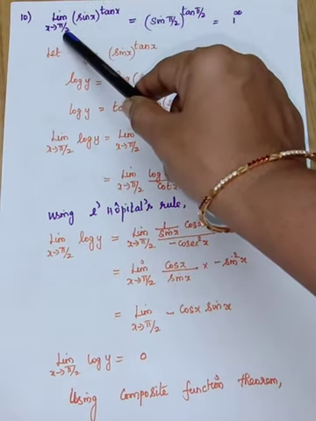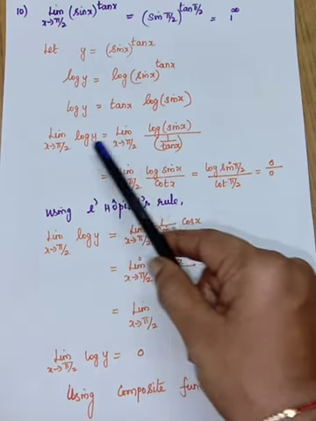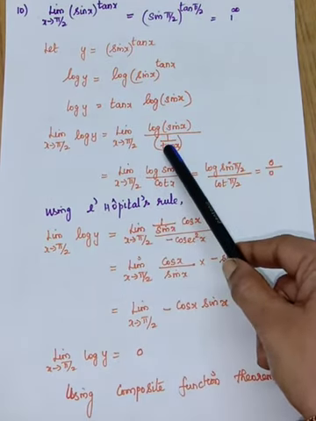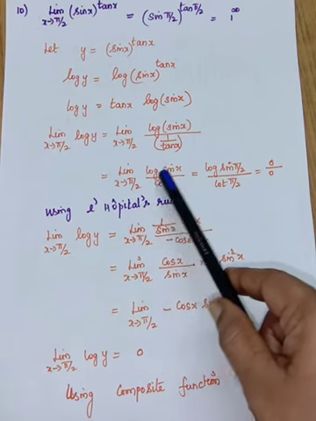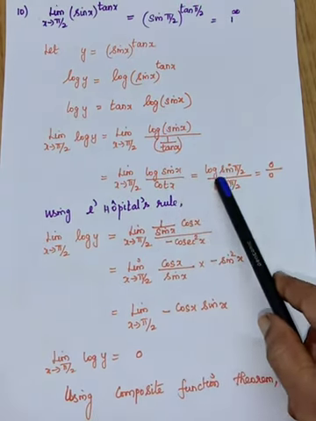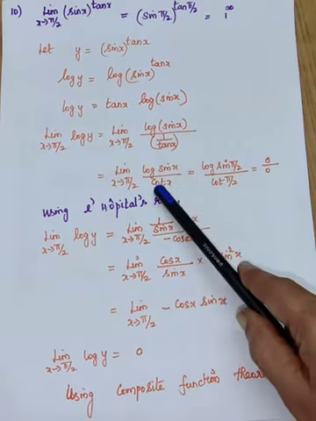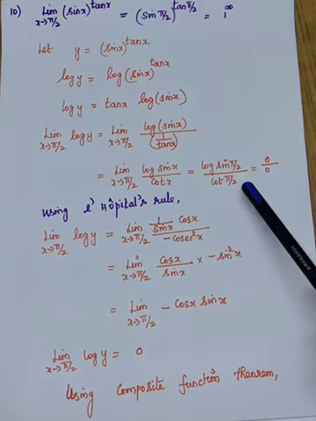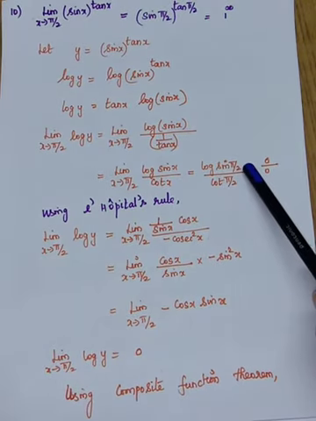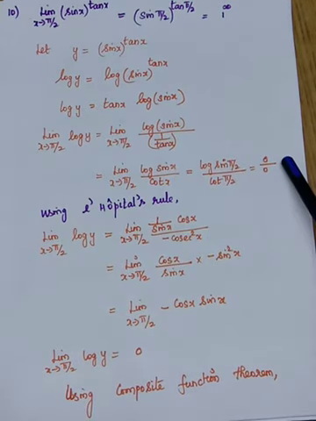What is the limit given in the problem? Limit x tends to pi by 2. So both the sides we have applied the limit. Okay, so apply the limit for this function. So log sin x, so log sin pi by 2. Here 1 by tan x is what? Cot x. So cot pi by 2. Sin pi by 2 is 1. So log 1 is equal to 0.